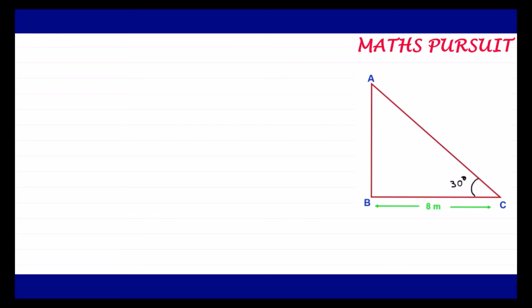So what we are going to do now, we are going to write, let the height of the tree, guys, this is the broken part of the tree. Let the height of the tree, broken part of the tree, is equal to AB. Now guys, the question is asking us to find out the height of the tree. Now if you look here, what is being given? Here it is being given that BC, the distance between the foot of the tree to the point where the top of the tree touches the ground is 8 meter. So that part is given.